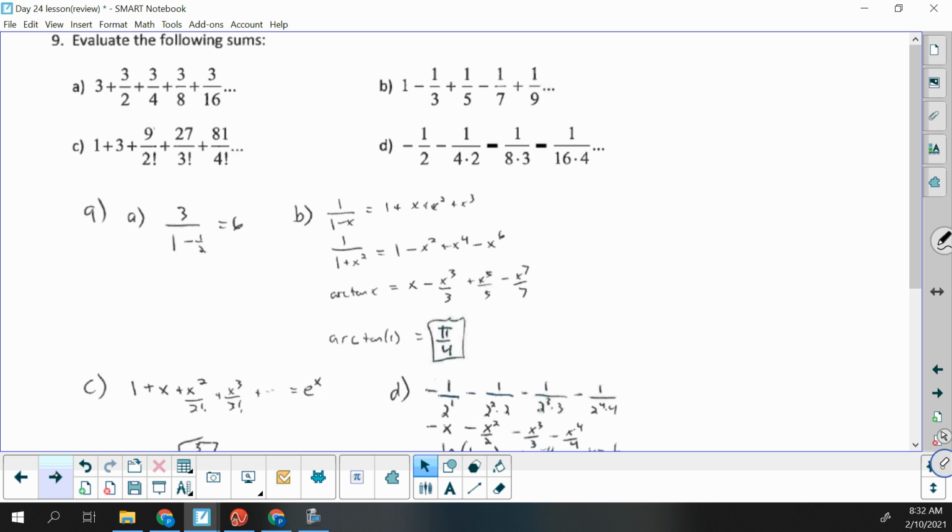In 9, we're starting with 3 and multiplying by half. So 3 over 1 minus our r gives us 6.